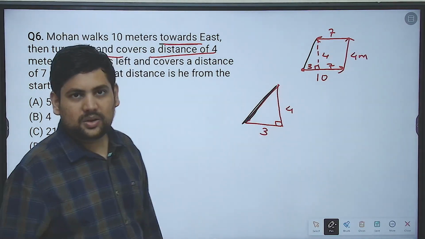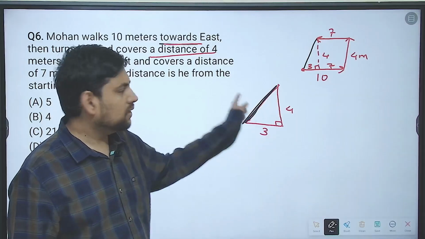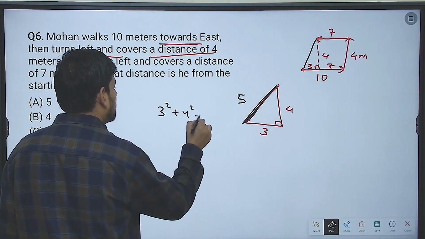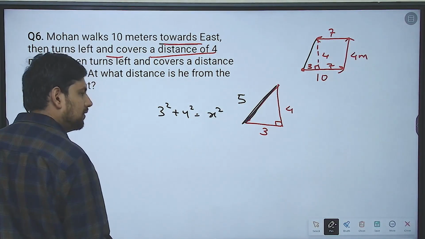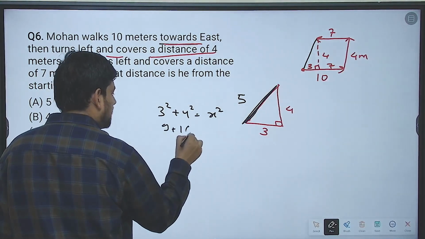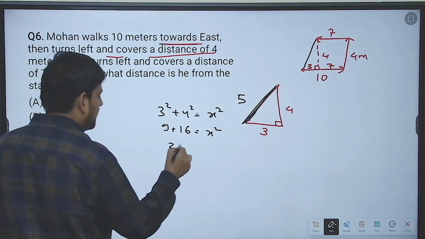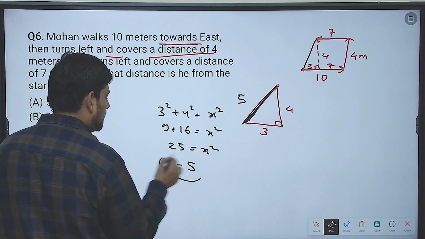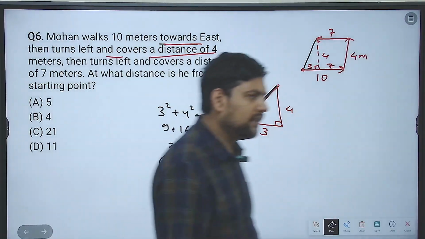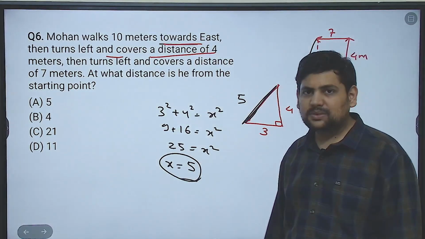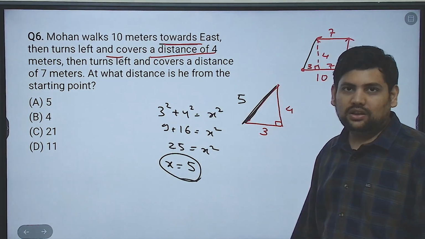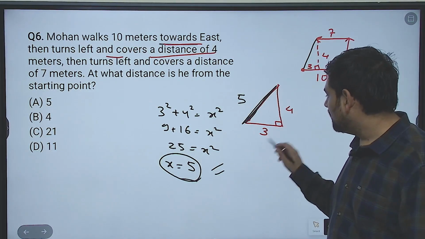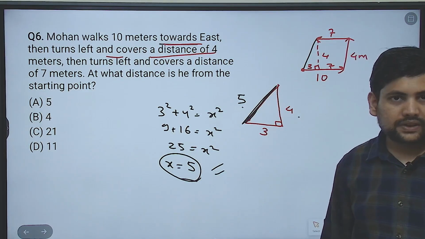You know about Pythagoras triplets. So this is 3, this is 4, this will be 5. 3 square plus 4 square equals x square, if this is x, which I am trying to find. 3 square is 9, 4 square is 16, so 25 equals x square, so x equals 5. You can say plus minus 5, but minus cannot be the length of anything, so this comes out to be plus 5. Simply you can remember the triplets 3, 4 and 5. Got it? Then next.